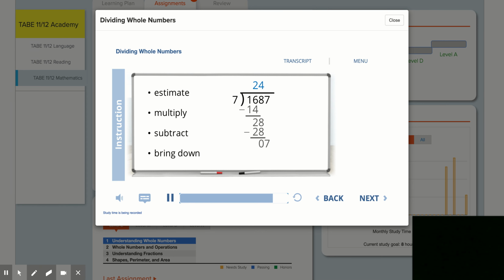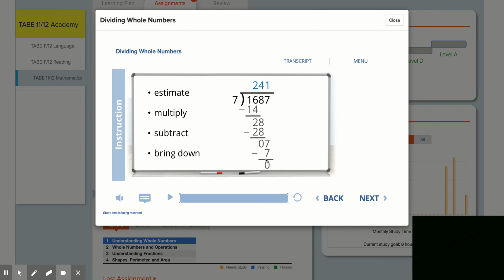7 goes into 7 once. Write 1 on top. 1 times 7 is 7. 7 minus 7 is 0. There are no more digits to bring down, so I'm done. 1,687 divided by 7 is exactly 241.